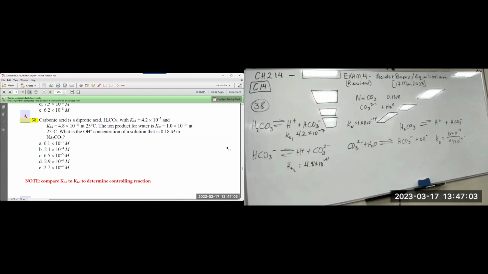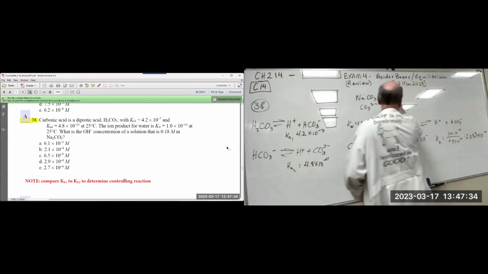Display scientific, here we go. Let me do that again. 1 exponent 14 and 4.8 exponent minus 11. Okay. 2.083 times 10 to the minus 4. Okay. All right.